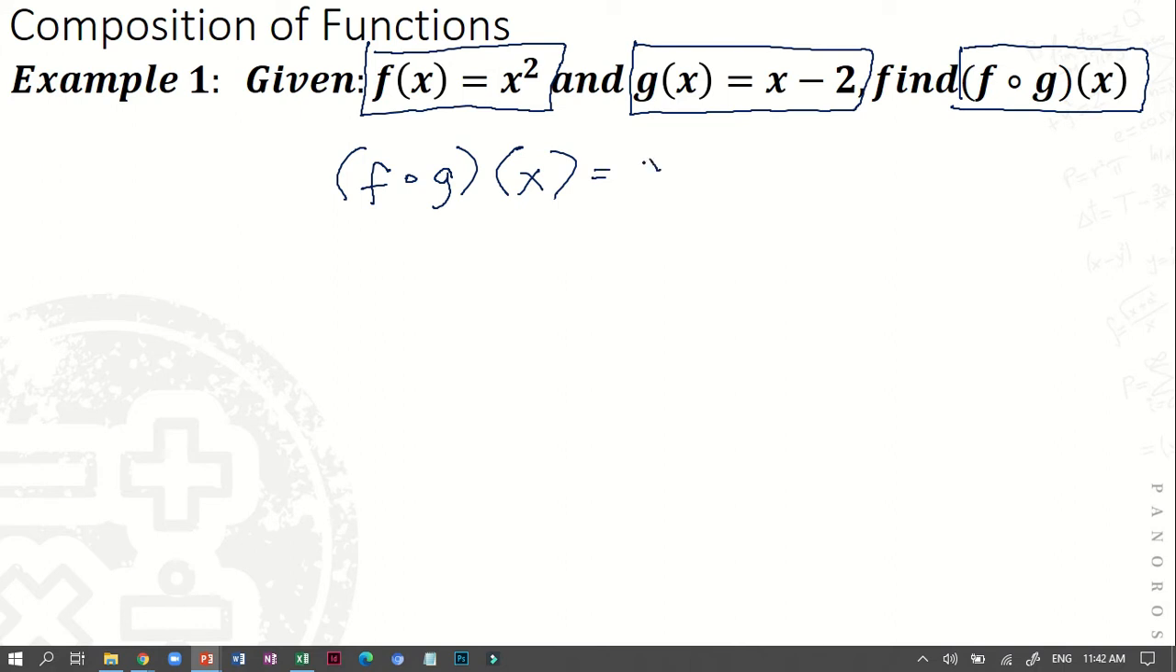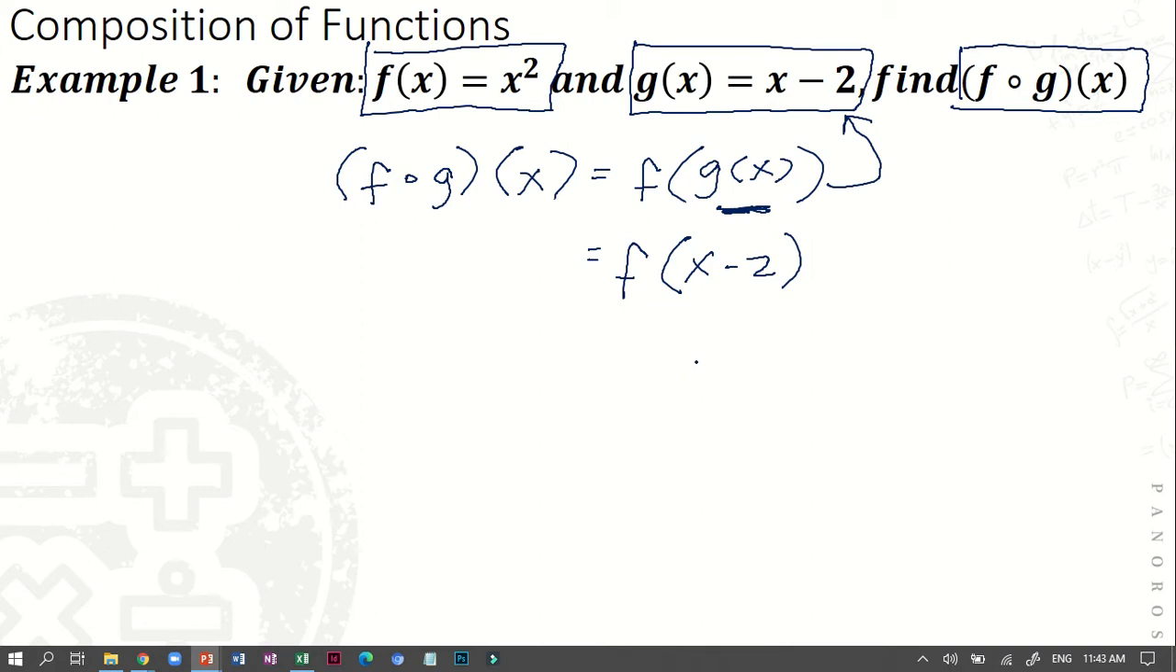Equals, ano bang solution natin diyan? The solution will be f of g of x. Anong ibig sabihin nito? Si g of x natin will be our inner function, nasa loob. So, papalitan mo siya nung value niya. Ang value ng g of x in this case is x minus 2. Okay? Wag mong galawin yung f. Balik mo muna si f. Tanggalin mo yung g of x, palitan ng x minus 2.